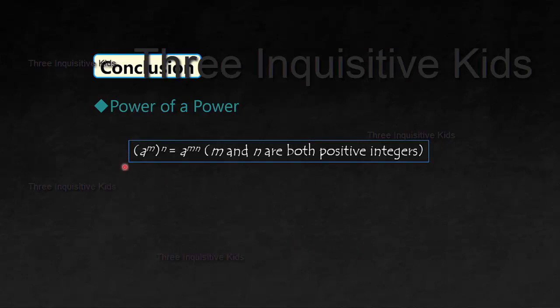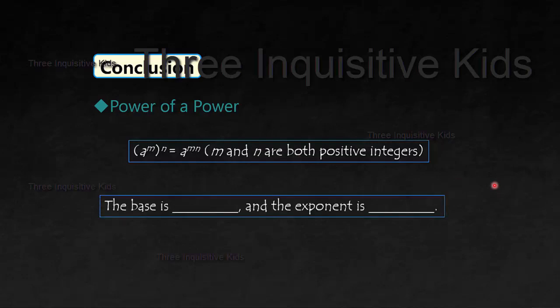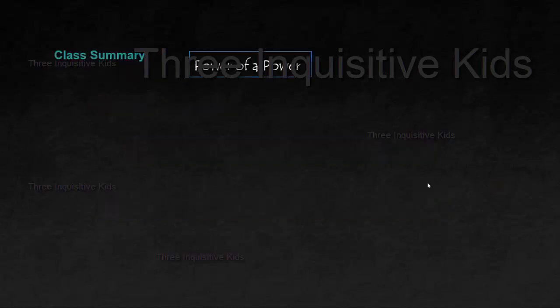and this is its equation. A to the m to the nth power is equal to a to the mn power. But remember, m and n are both positive integers. So we know that the base remains the same, and the exponents are multiplied together. We learned the power of a power property, one of the laws in the laws of exponents.